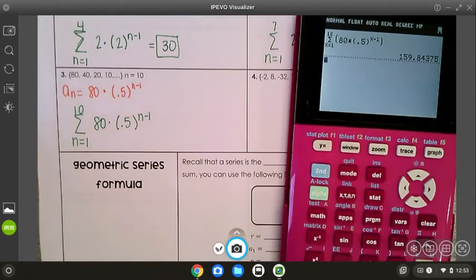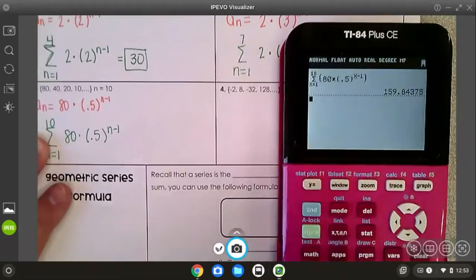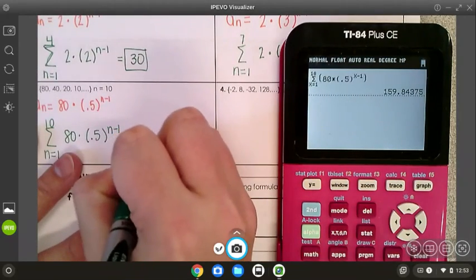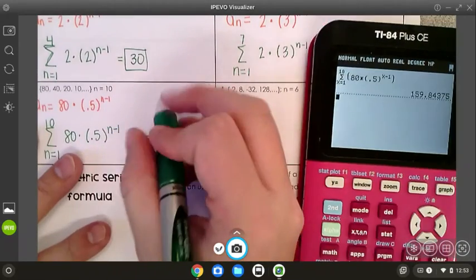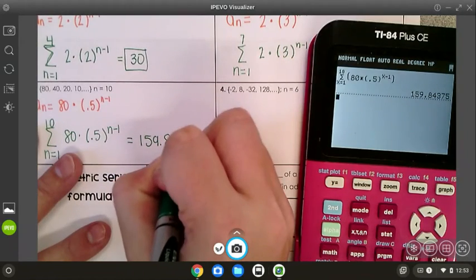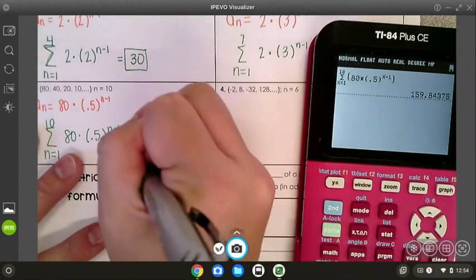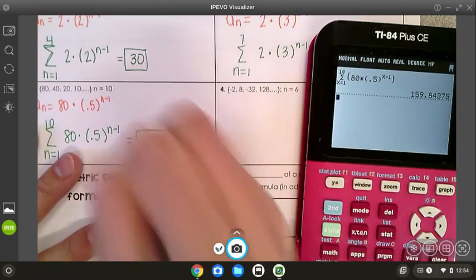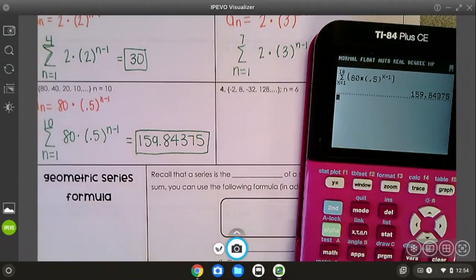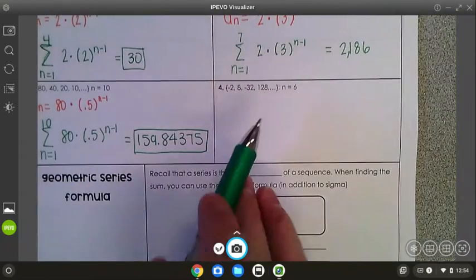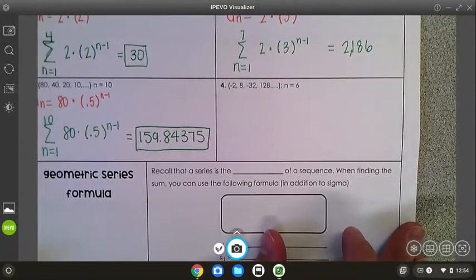All right, let me get this big decimal. Let's go ahead and write the whole thing. It's not going to kill you to write 5 numbers versus 1 or 2. All right, I want you to try number 4. So pause the video and work on number 4.